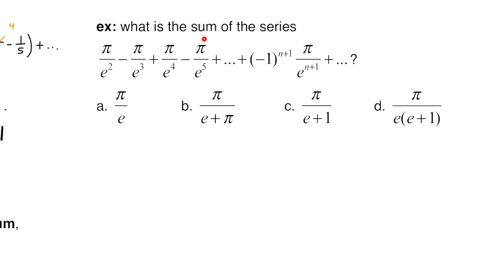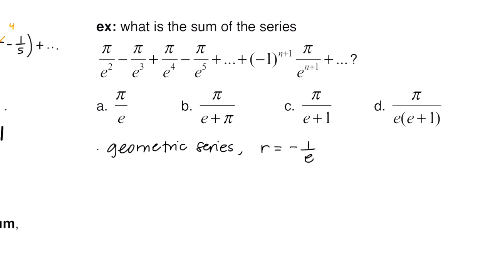This example says, what is the sum of the series? So we have pi over e squared minus pi over e cubed plus pi over e to the 4th, and so on. So you can see to get from one term to the next, we're multiplying by -1 over e. So this is a geometric series. And I wrote that out, a geometric series where r is equal to -1 over e.